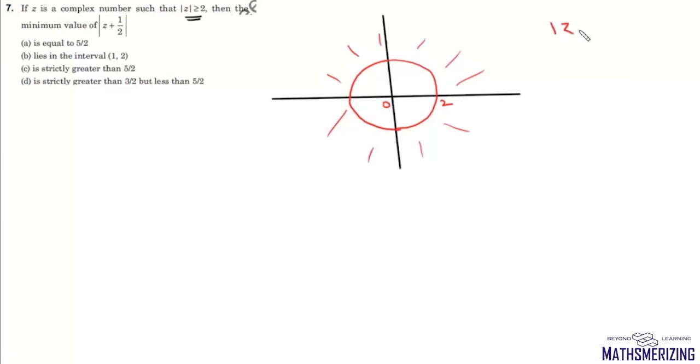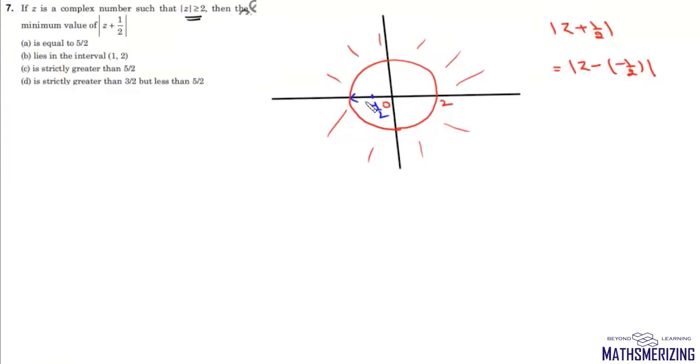Now it says we need to find the minimum value of mod Z plus 1 by 2. Now we know that any modulus is nothing but the distance between 2 points. Now we are looking for the distance between Z and minus 1 by 2. So we need to find the minimum distance between minus 1 by 2 and all these points lying on the circle or outside this circle.